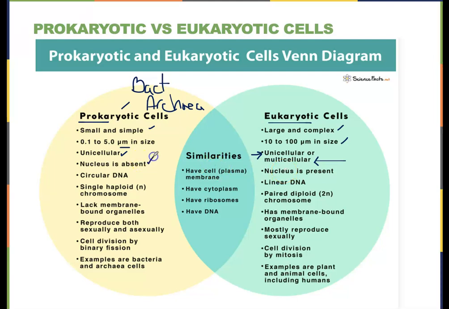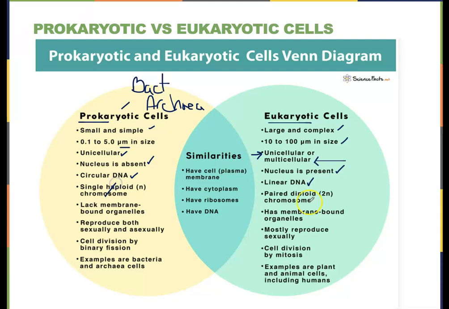The nucleus is absent in prokaryotes because they have a nucleoid, and it's a circular kind of DNA inside their nucleoid. We, eukaryotic cells, have a nucleus, and the DNA that's found is linear. So it's a straight molecule.